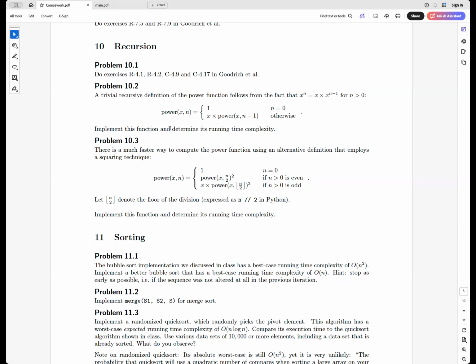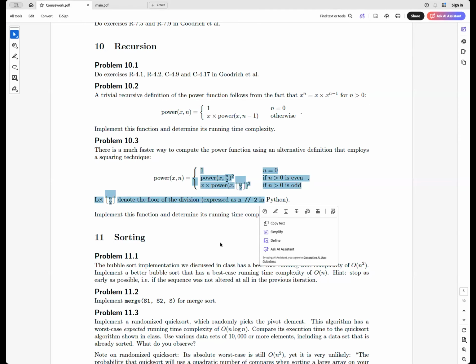Yet, what I did not show in the video is how to determine the running time complexity of this one here. So you need to think about the recurrence relations of how the size of n changes through the recursion and then solve the recurrence relation.